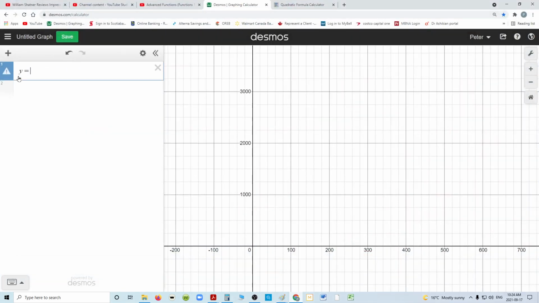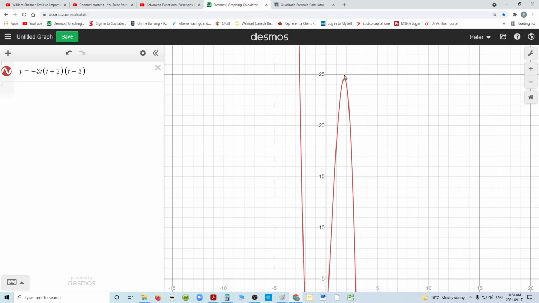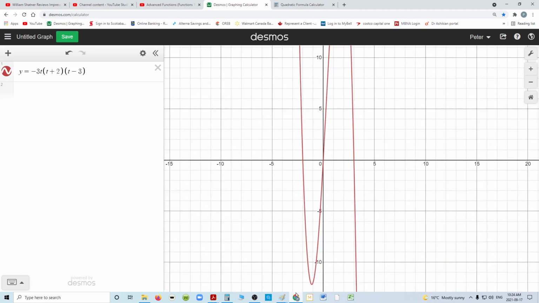You get y is equal to minus 3t, t plus 2, t minus 3. And then you have to graph it to actually see it. And you can see the high point is right there, 1.72. It is 24 meters, slightly to the right of 1.5. And down here you can see slightly to the left of 1 will be the minimum.